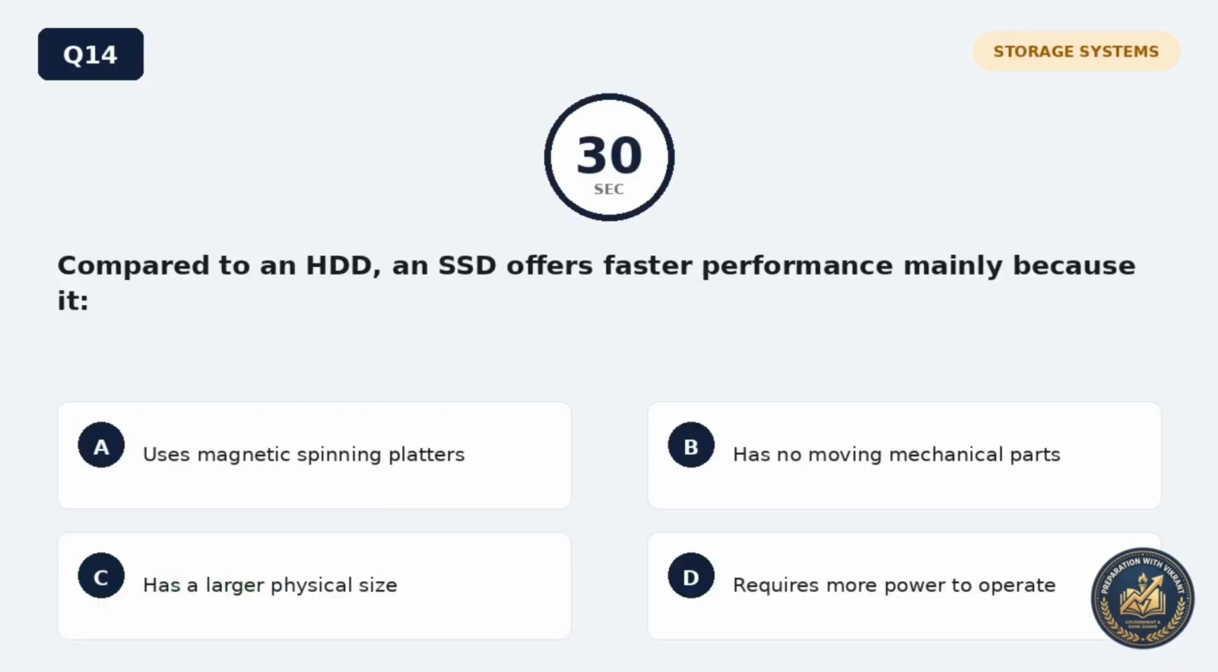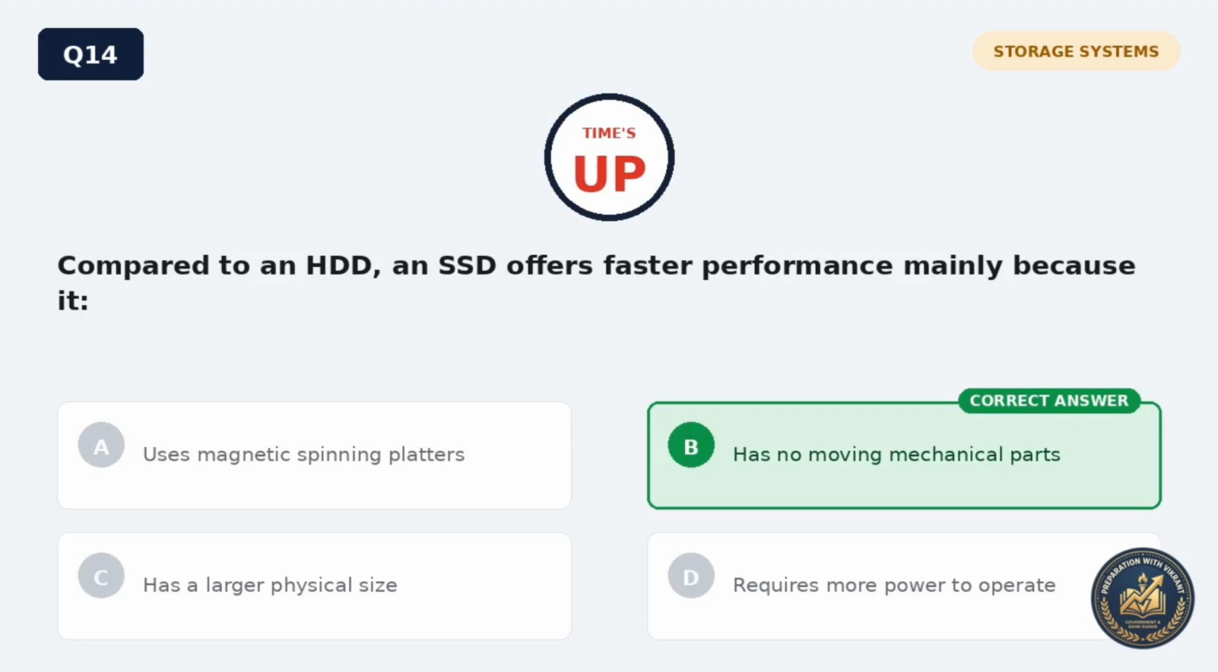Moving to next question. Compared to an HDD, an SSD offers faster performance mainly because it option A uses magnetic spinning platters, option B has no moving mechanical parts, option C has a larger physical size, option D requires more power to operate. So the correct answer is has no moving mechanical parts.